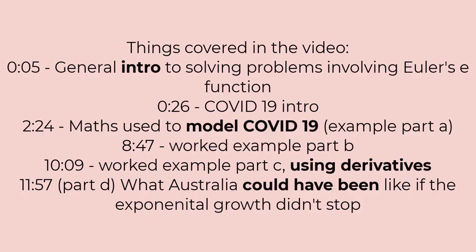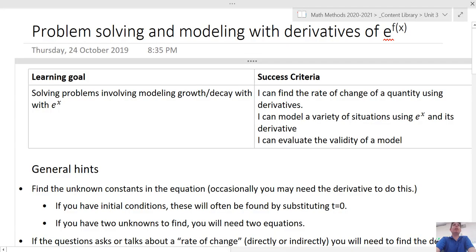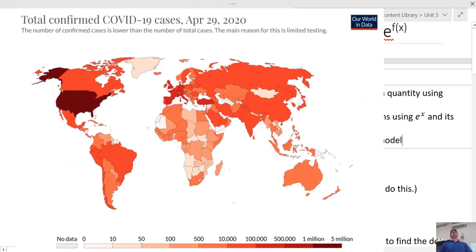So does anyone know some situations where this is in real life? Exponential e functions. A common one to study is population growth. So any thoughts what could be relevant to population growth at the current situation of the world? Yes, COVID-19 cases across the world.